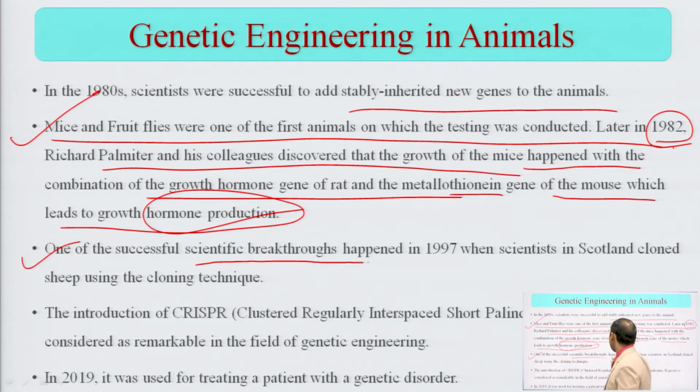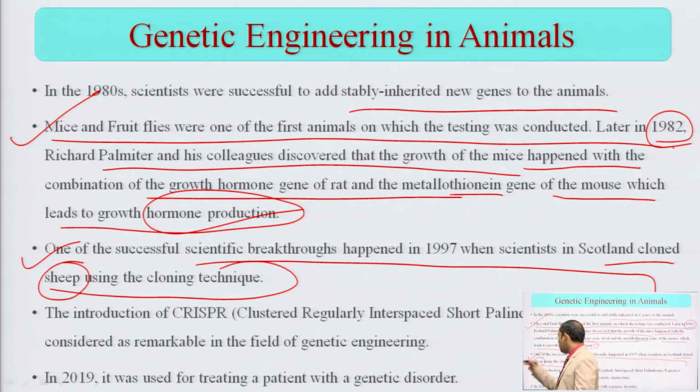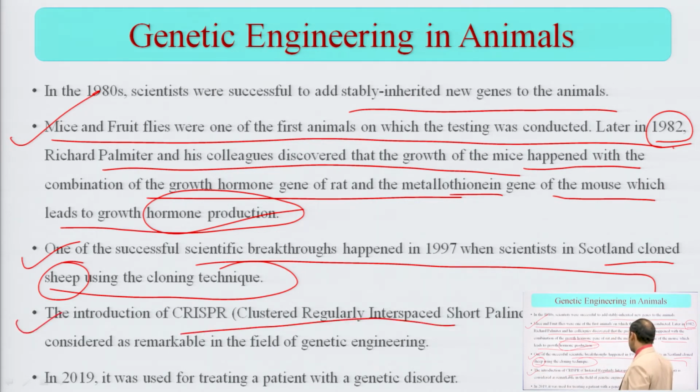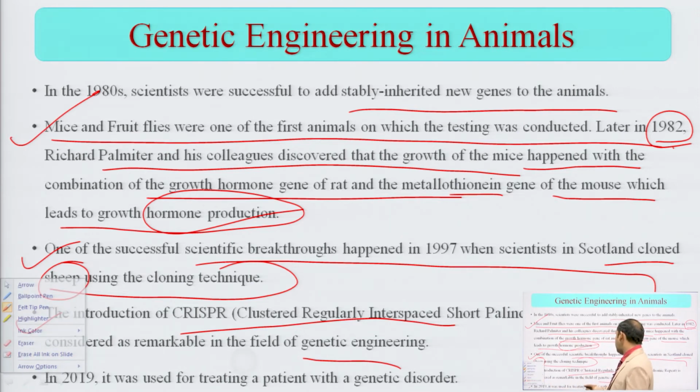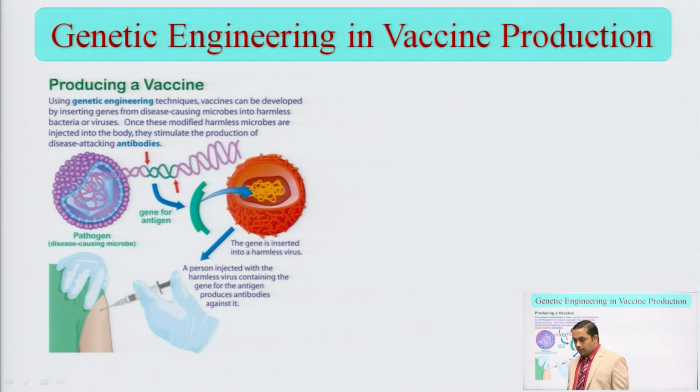Then one of the successful scientific breakthroughs happened in 1997, when scientists in Scotland cloned a sheep using a cloning technique. When I say sheep, I hope many of you remember the story of Dolly. Gene cloning happened, and then CRISPR was introduced for gene editing, as I have told. In 2019, for the first time, a treatment was used in a patient with a genetic disorder, basically CRISPR. Now let me tell you more about genetic engineering in vaccine production, which we are widely using.